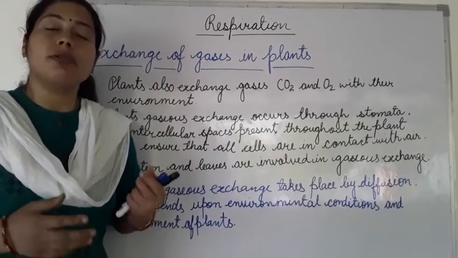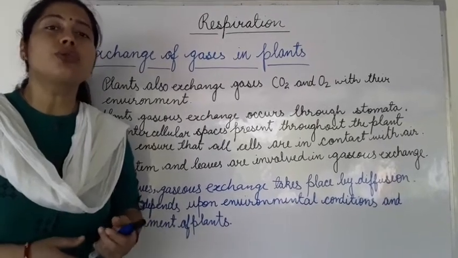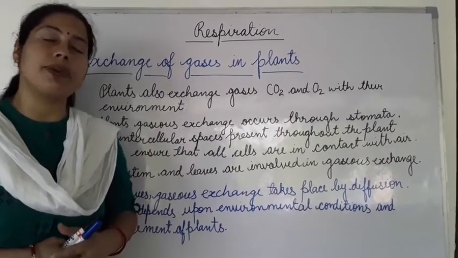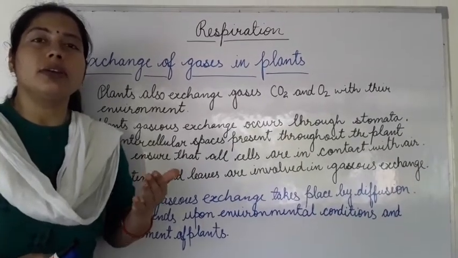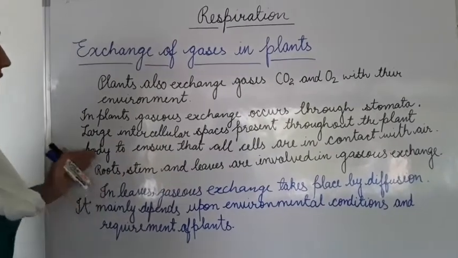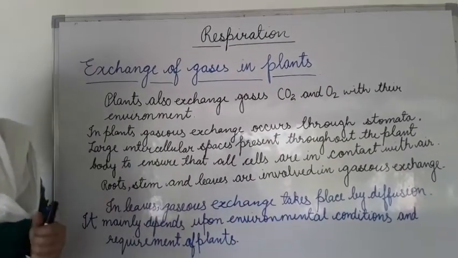But massive exchange of gases takes place through stomata. And what are stomata? Stomata are the tiny pores which are present on the underside of the leaf. So in leaves, gaseous exchange takes place by diffusion.